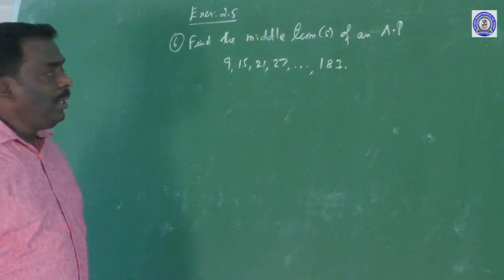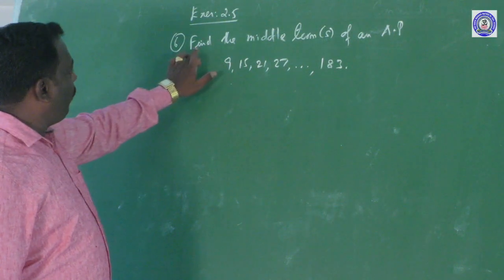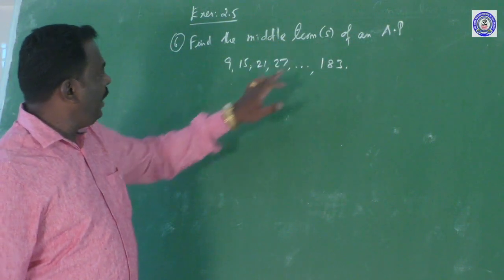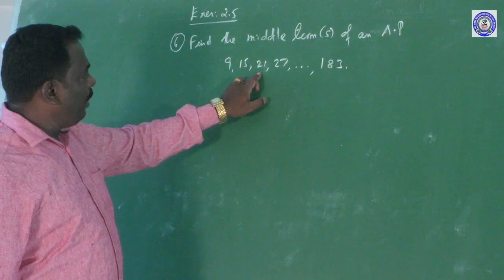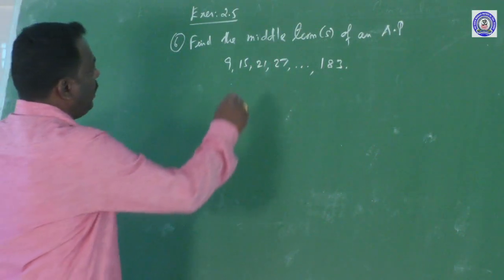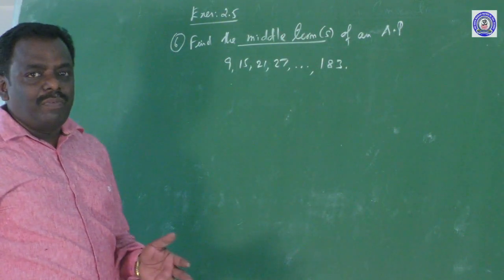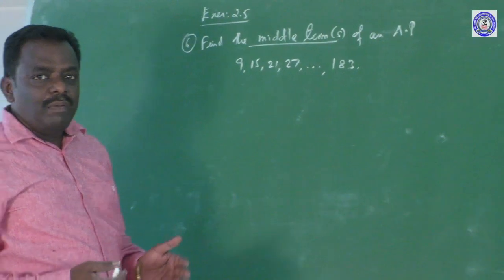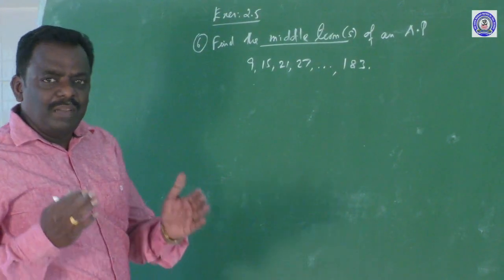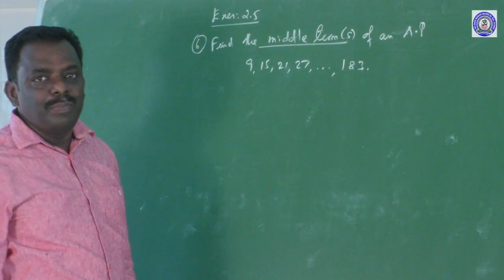Okay, see the next example. Exercise problem 2.5, question number 5. Find the middle terms of the AP 9, 15, 21, 27, and so on, up to 183. Now find out its middle terms. If there is an odd number of terms in the AP, we get only one middle term. If there is an even number of terms, we get two middle terms.